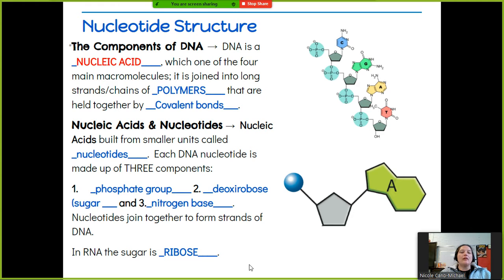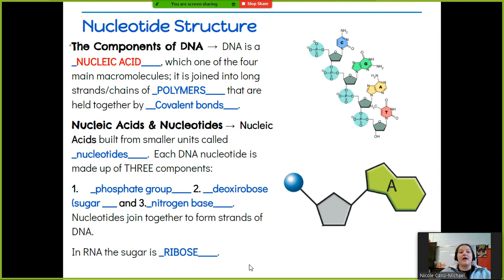All right, so let's start with the idea of the nucleotide structure. So DNA is one of our macromolecules. DNA, that NA stands for nucleic acid. It is one of our four main biomolecules. Remember, these are very large organic molecules. There are three other ones besides the nucleic acids. There are carbohydrates, there are lipids, and then there are proteins.